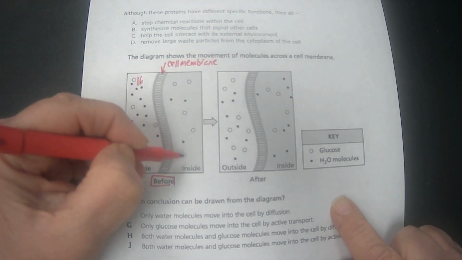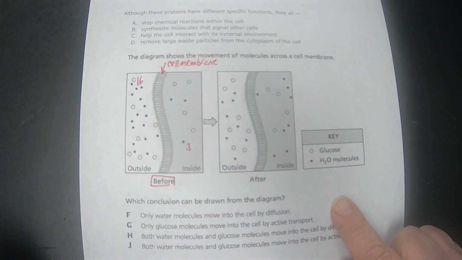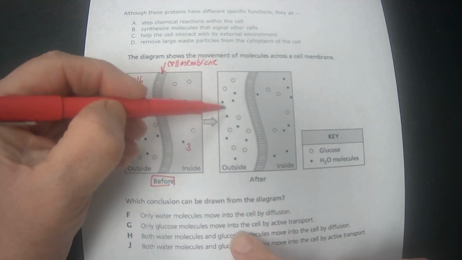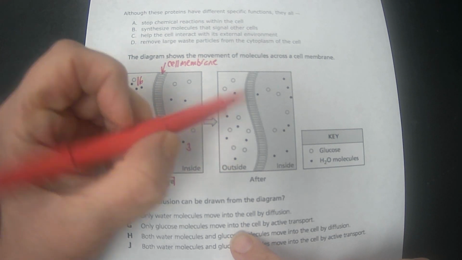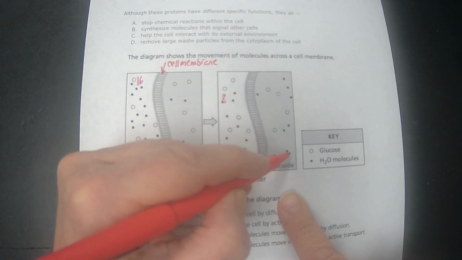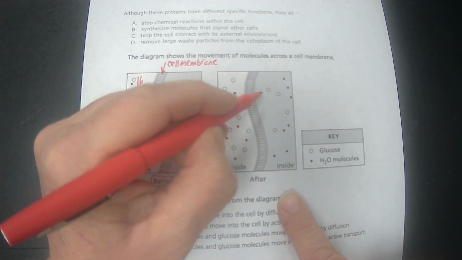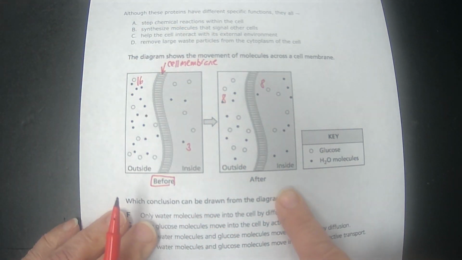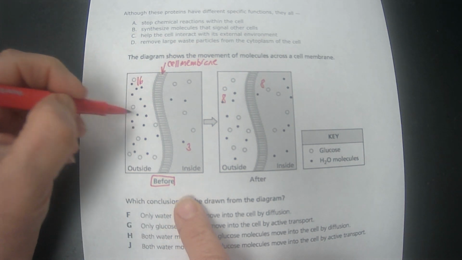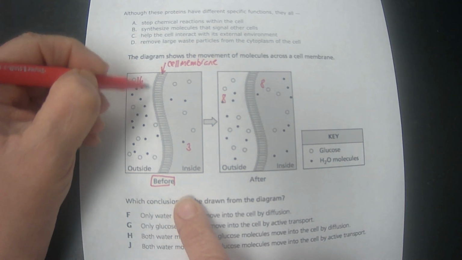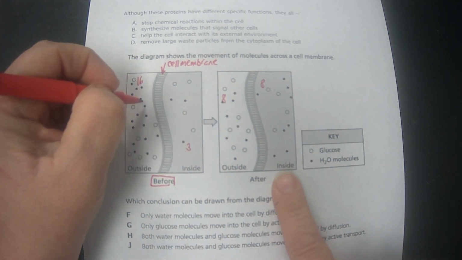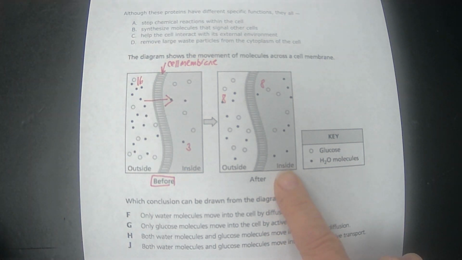And I've got 1, 2, 3 inside. After, I've got 1, 2, 3, 4, 5, 6, 7, 8 on the outside, and I've got 1, 2, 3, 4, 5, 6, 7, 8 on the inside. So by writing my numbers down, I can tell that water has moved from outside the cell, it's gone to inside the cell.